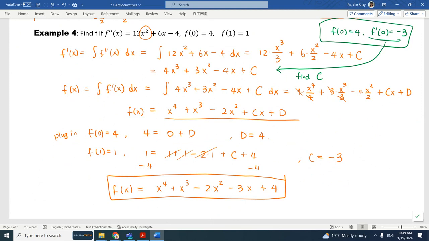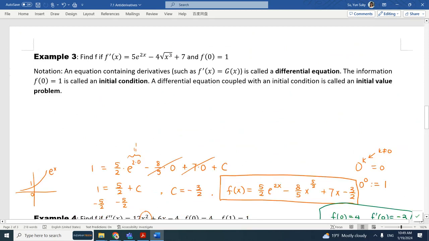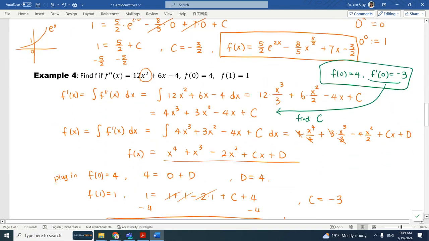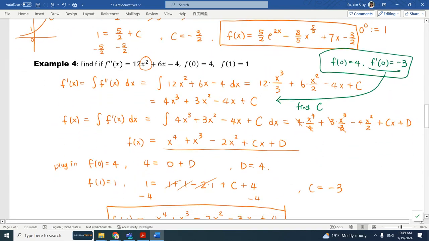In general, if you have one constant, like the previous problem where you only have one constant, c, then they give you one piece of information to find the constant. But in this problem, you have two unknown constants. So you need two pieces of information. It depends on the initial condition. If they give you f prime, you plug in f prime. If they give you f, you have to get the f, then plug in the f.